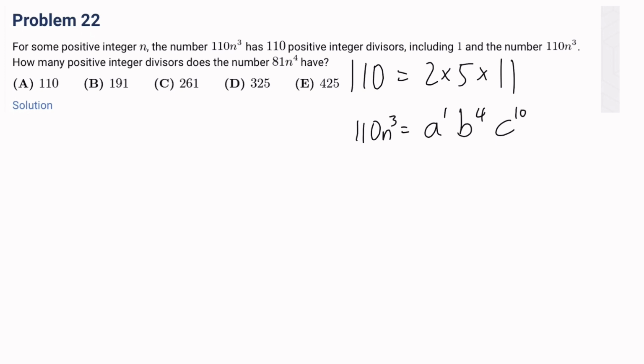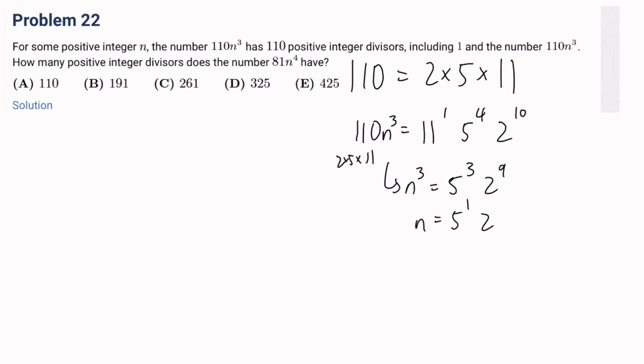110 is already 2 times 5 times 11, so a, b, c are 2, 5, or 11. And let's try to make the smallest possible value, and so this would be 11, and this would be 5, and this would be 2, right? Actually 4 would be 5, and this would be 2, but whatever's in here doesn't really matter. And so this gives us that n cubed is 5 cubed and 2 to the 9th power. So n equals 5 to the 1st power and 2 to the 3rd power.